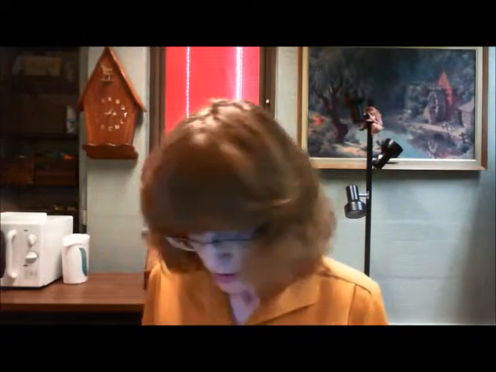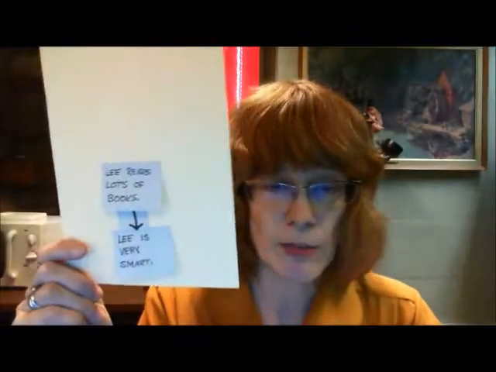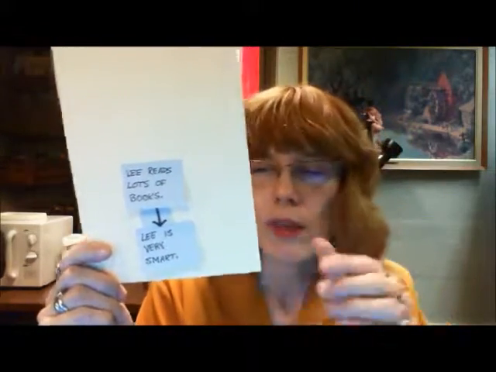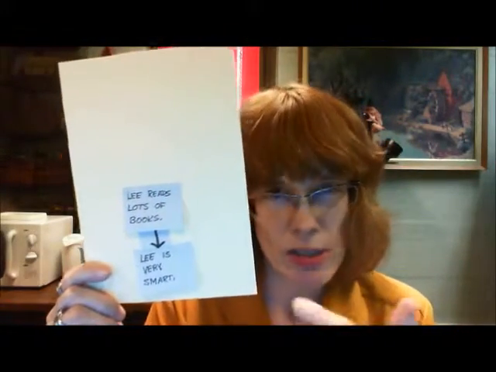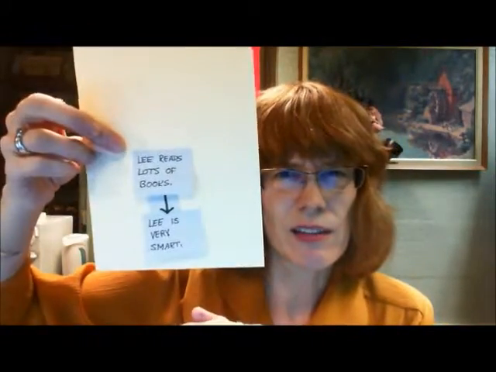To see how this would work in practice, let's suppose that I am giving you an argument to believe that Lee is very smart. So that's the conclusion. Suppose the reason that I give you to believe that is that Lee reads lots of books. There we have the argument. Lee reads lots of books, therefore Lee is very smart. Now, we might want to represent some objections here to this argument. For one thing, I suppose we might say, I don't think that Lee reads lots of books.